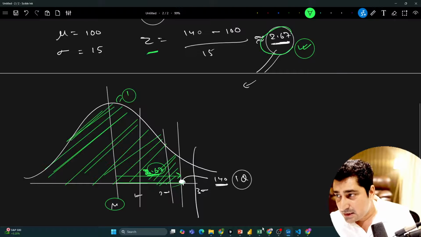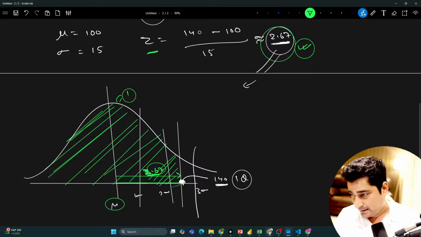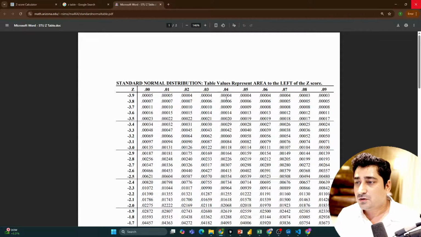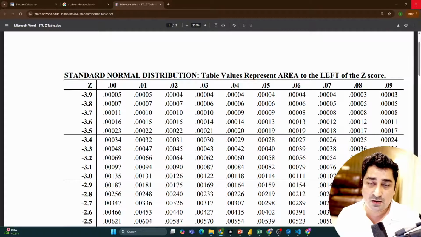Now what is this 2.67 representing in terms of an area? How will I be able to find that out? There are many online calculators available. You can try to use those, or else you can try to find a Z table, just like a log table. You will be able to find a Z table on the internet, and the table value represents the area to the left of the Z score.